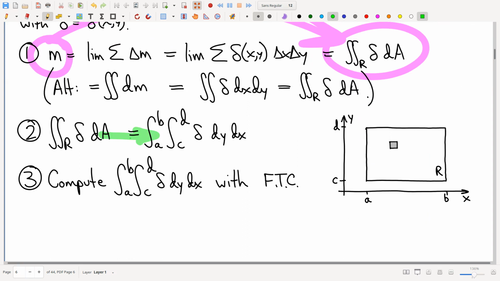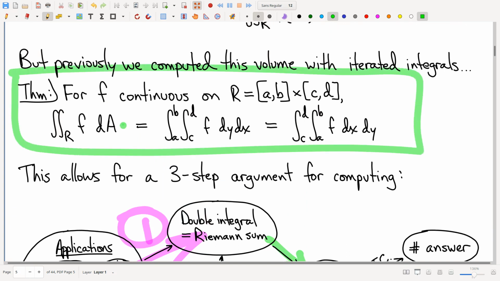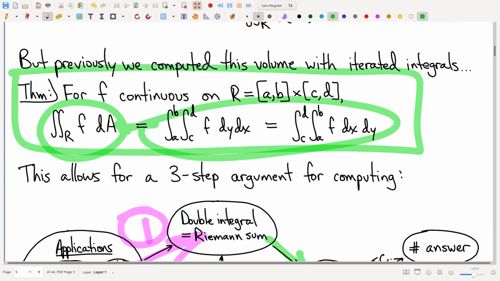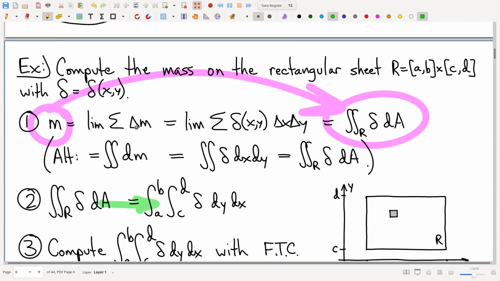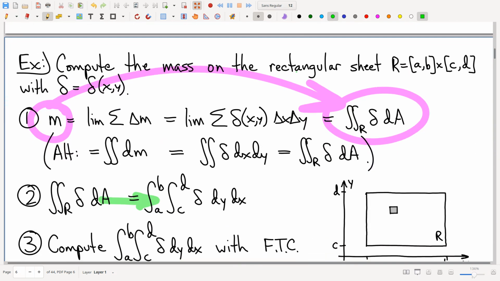No argument to be made. You don't have to talk about volumes and stuff. We have a theorem right here that says, yep, sure enough, double integral is iterated integral. Take your pick, whichever one you like. So, step two. Done.